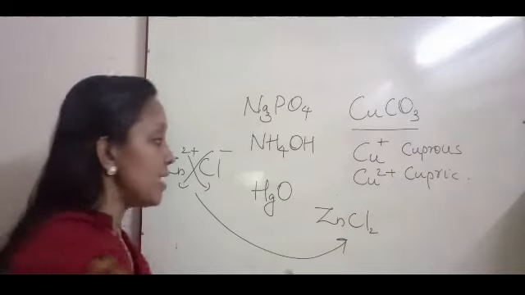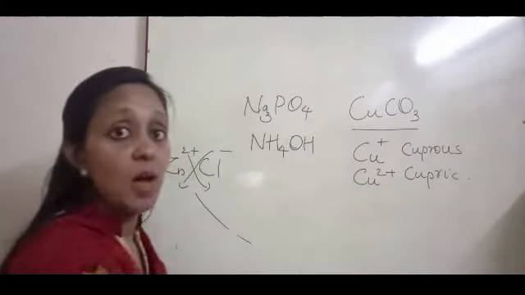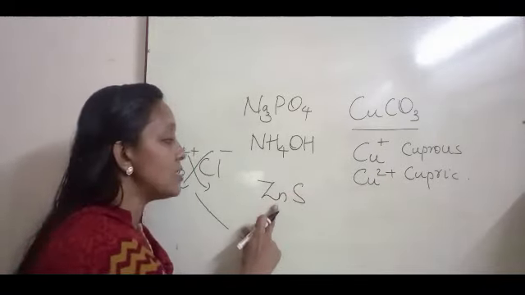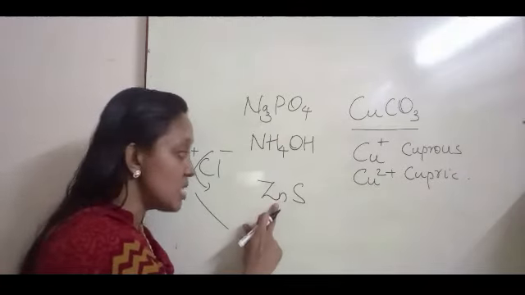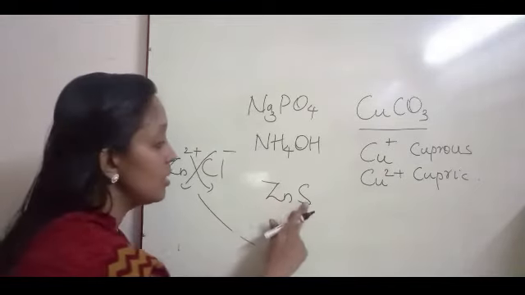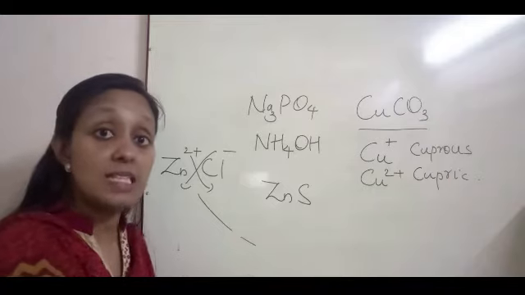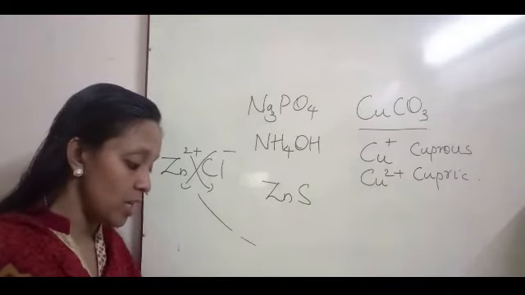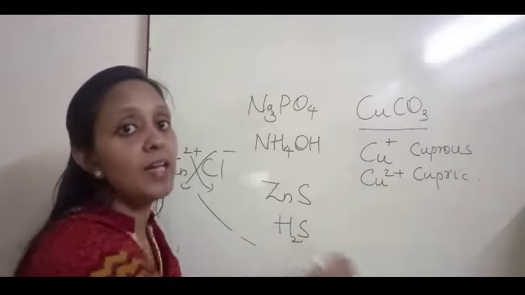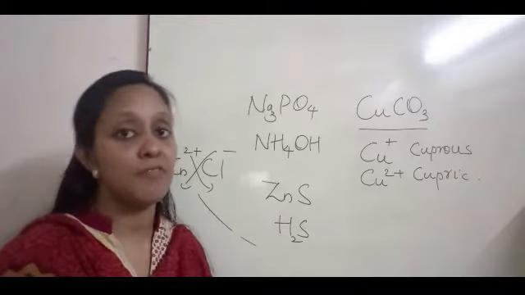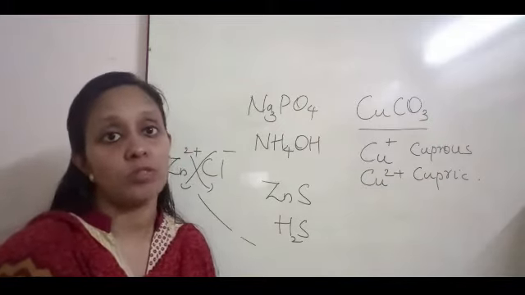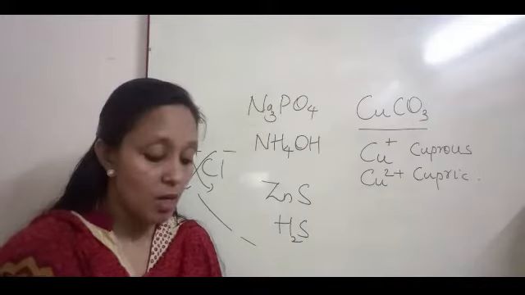The next one is ZnS. How do you name that? This is the sulfide ion and this is the zinc ion. So how do you name this? Zinc sulfide. You always have to start reading from this end to this end. Now moving on to the next one, H2S. You know this compound. It is hydrogen sulfide. So I hope you understood how to name all these compounds. It's very important. You should know how to name the compounds given.